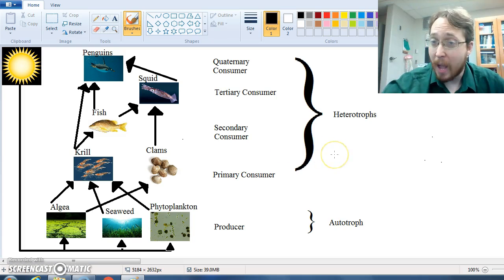Now, two last terms. An autotroph. Troph comes from the word feeding, like trophic level. So an autotroph, and auto means self. So an autotroph feeds themselves. They use the sun to make their own food, and they feed themselves with that food. Heterotrophs, this troph, again feeding, hetero means other. So heterotrophs feed on others, and that's why they are eaters. They have to take another organism and eat its body to get energy.